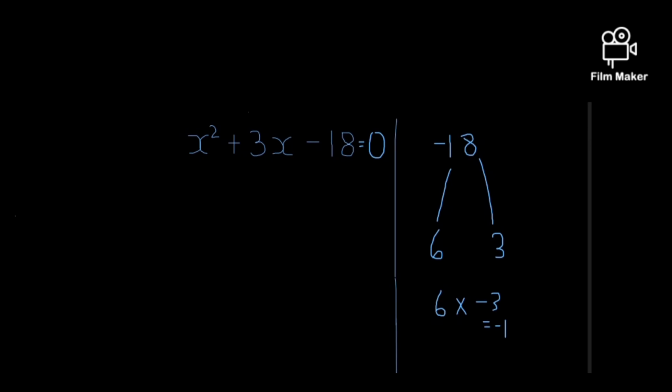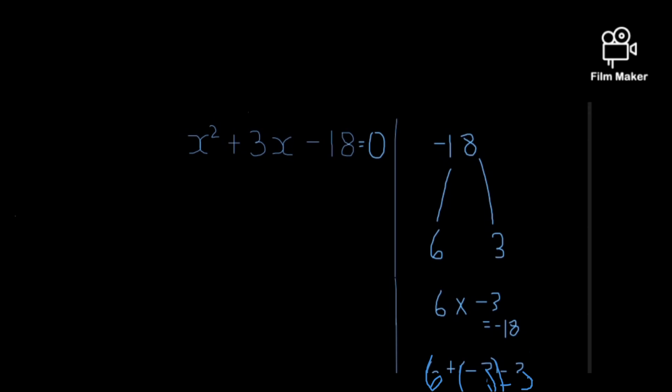And when we add 6 and negative 3, 6 plus negative 3, we get positive 3 as a result. So we can see right here that the two factors of negative 18, which multiply to give us negative 18 and add to give us positive 3, are 6 and negative 3. Alright?